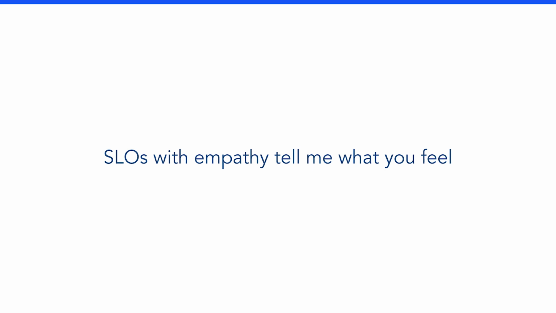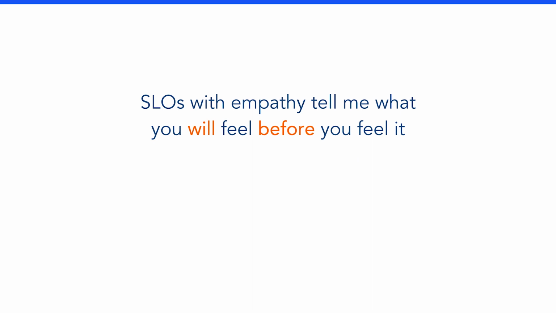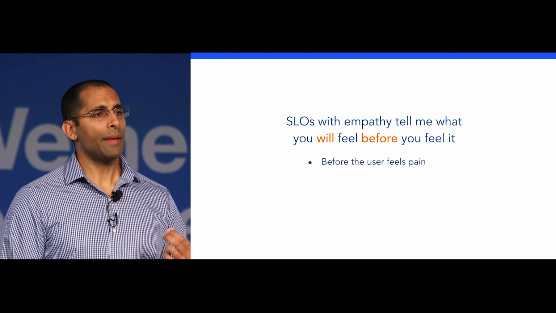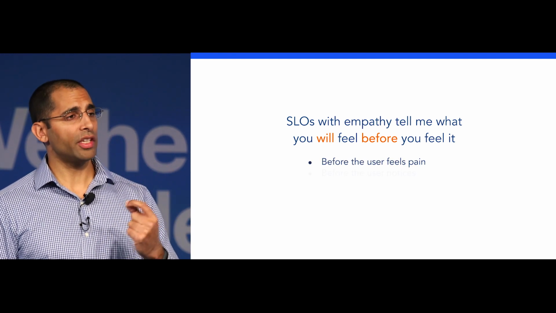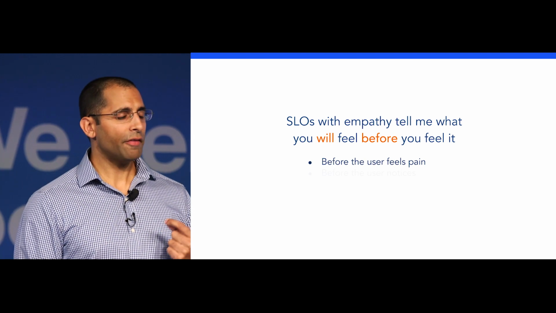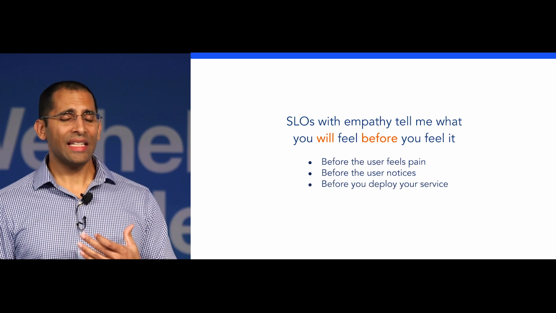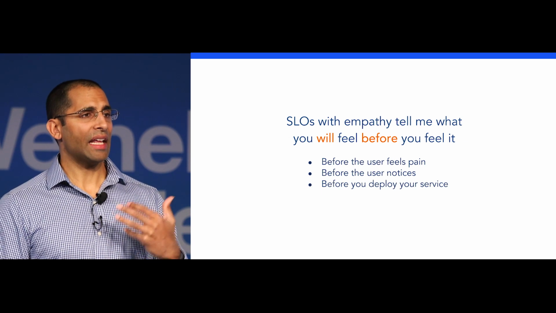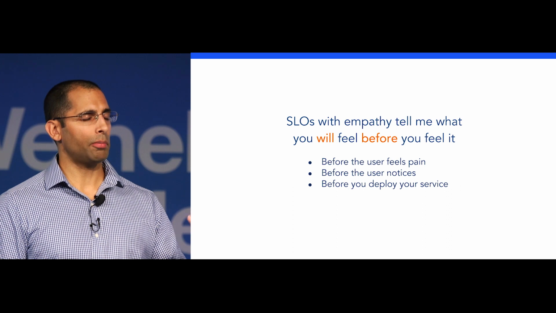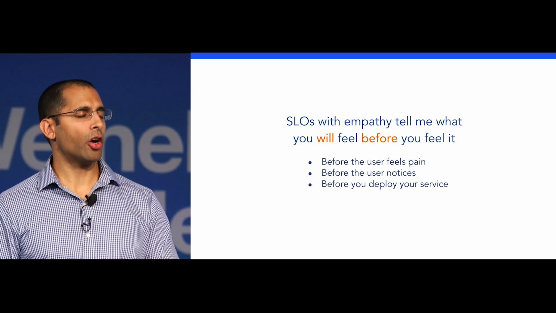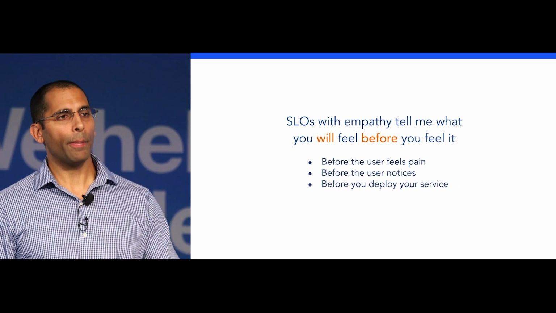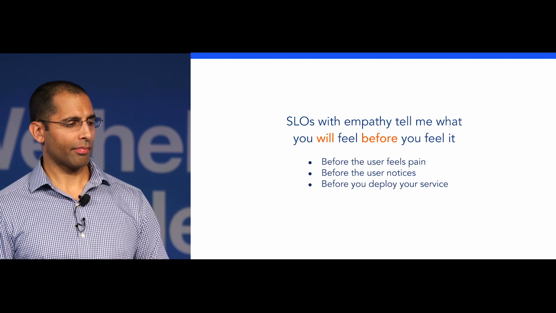SLOs with empathy tell me what you as my user feel, even if I don't have a direct connection. SLOs with empathy will tell me what you will feel before you feel it. And this can be a really powerful tool. It means I can fix problems before the users feel pain. It means I can fix problems before the user even notices there's a problem. And it means I can fix problems and I can think about the user before I ever even deploy my service. I can design and architect for what the user needs so I prevent pain from even happening.